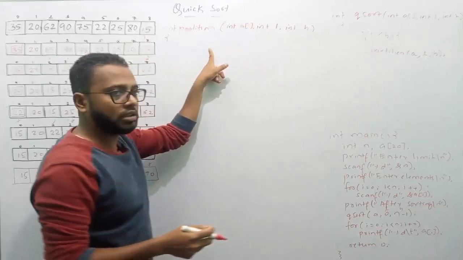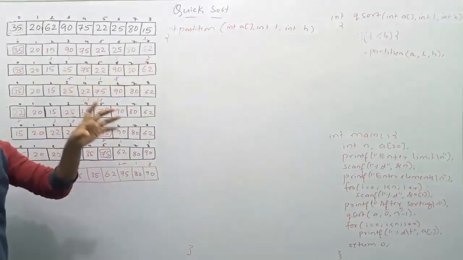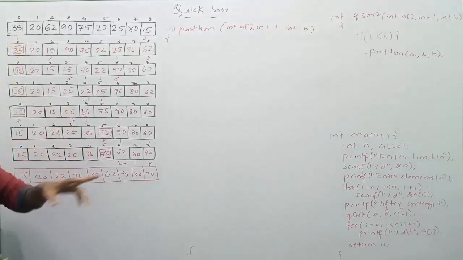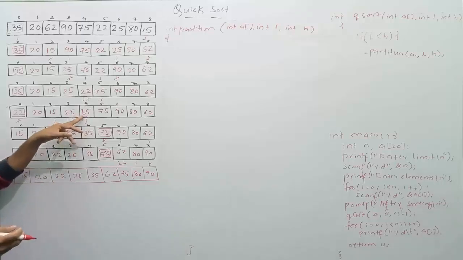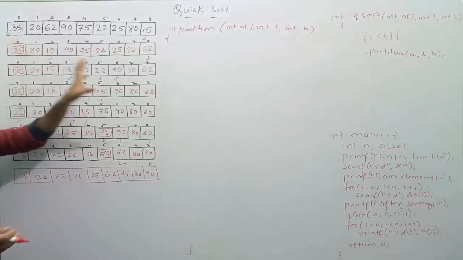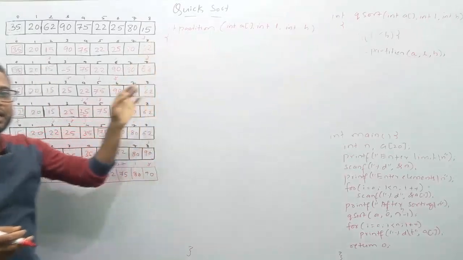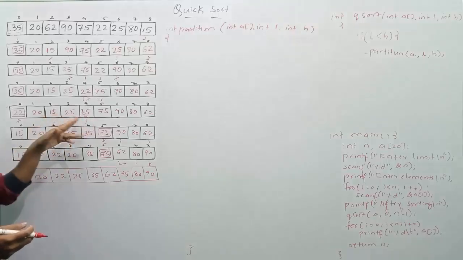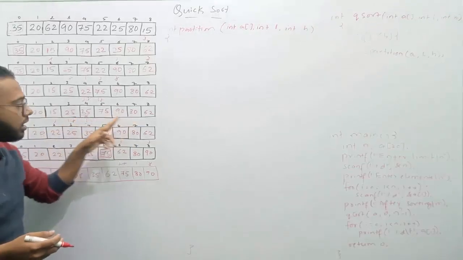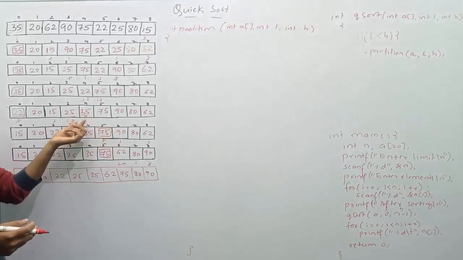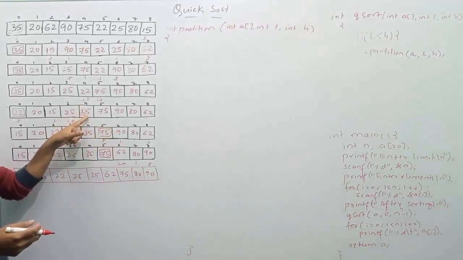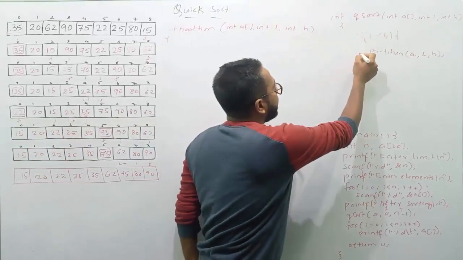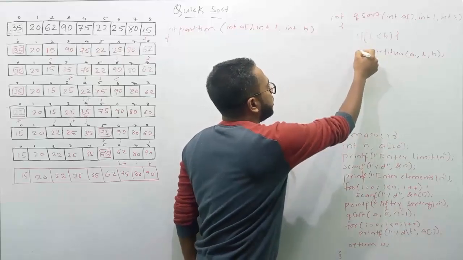Control will come to this partition function, and this partition function will bring the pivot element to its sorted position, that is this position. Earlier this 35 was here at the beginning. After performing this partition function, it brings the pivot to its sorted position where all the left elements are lesser than 35 and all the right elements are greater than 35, and it will return the location of this pivot element, which is j, that is 4. So 4 I will be storing inside this variable j.